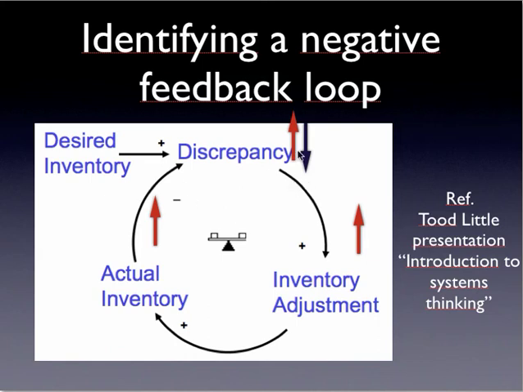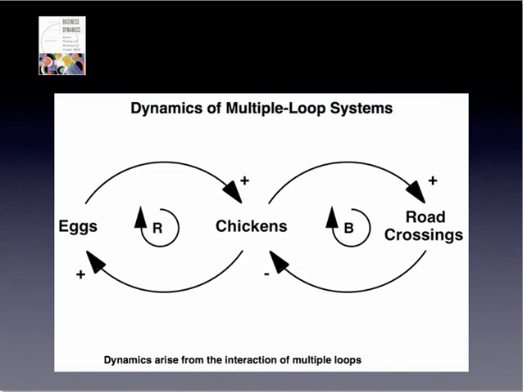For example, increase the discrepancy, increase the inventory adjustment, increase the actual inventory, so the discrepancy decreases. Opposite direction, so you can identify that's a negative feedback loop. All variables in the loop will have the same behavior. As Professor Sterman points out, the dynamics of a system arise from interactions of multiple loops.